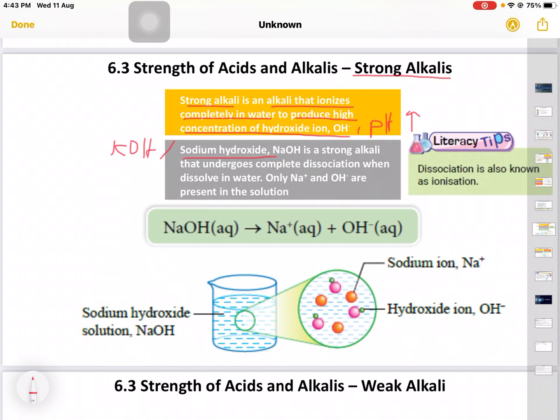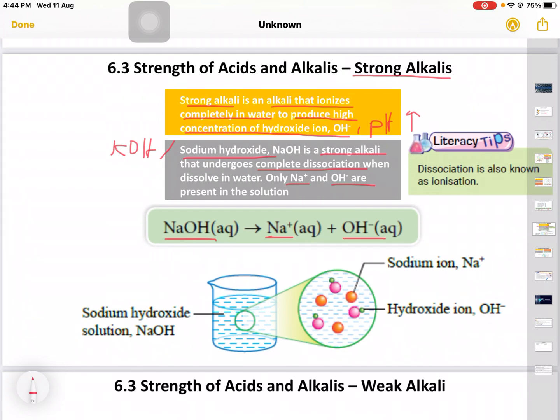Sodium hydroxide is called a strong alkali because it undergoes complete dissociation when dissolved in water, and in the end we only find sodium ion and hydroxide ion. It means that the dissociation or ionization occurs completely. So kita tak akan jumpa lagi NaOH. Semua already ionized and form Na plus and OH minus.